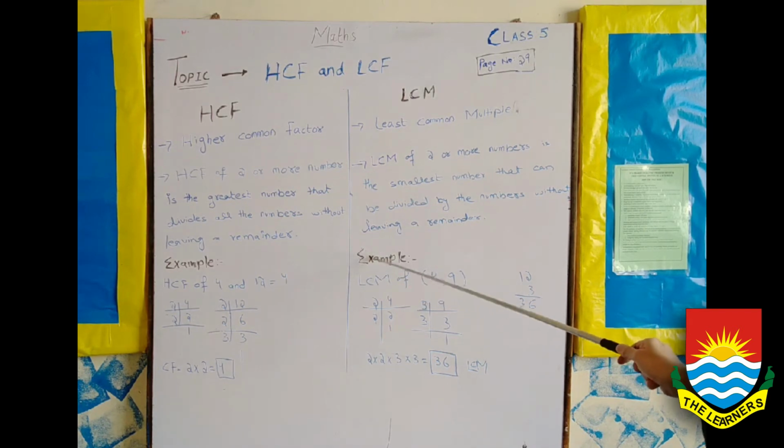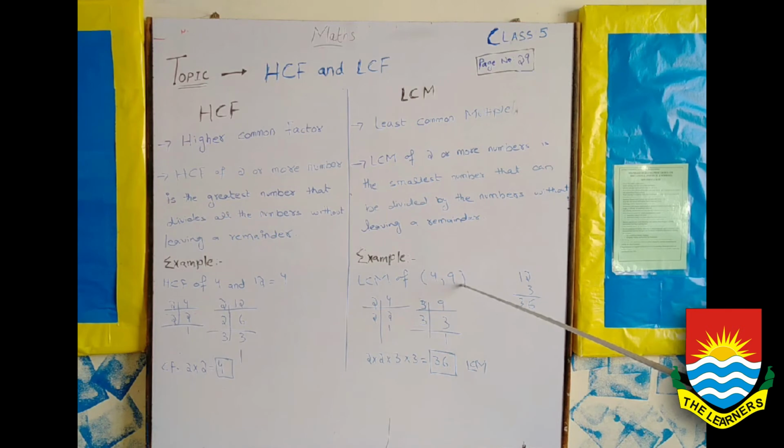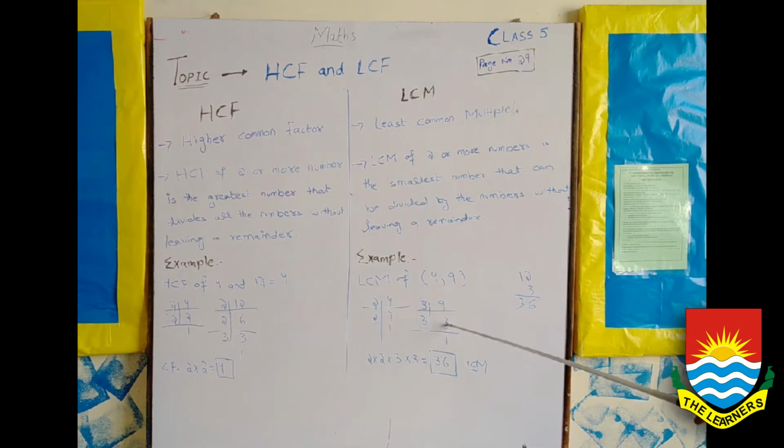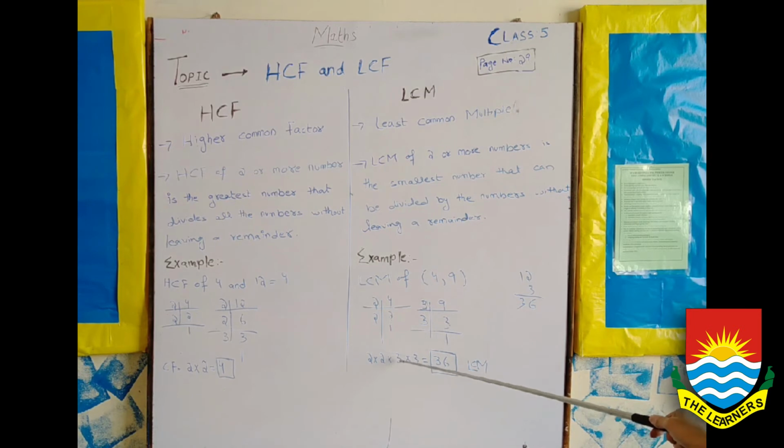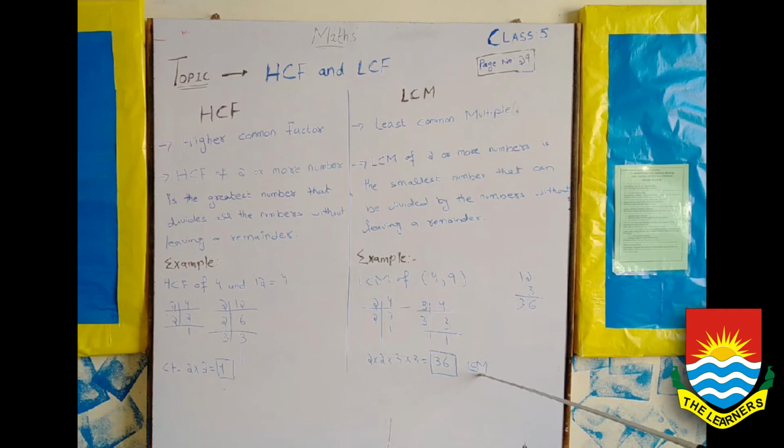For example, let's find the LCM of 4 and 9. As you see, 2 2s are 4 and 2 1s are 2. Now 9: in the 2 table there is no 9, so 3 3s are 9, 3 1s are 3. Here we take all the multiples. 2 multiplied by 2 multiplied by 3 multiplied by 3 is equal to 36. 2 2s are 4, 4 3s are 12, then 12 3s are 36. This is the LCM.